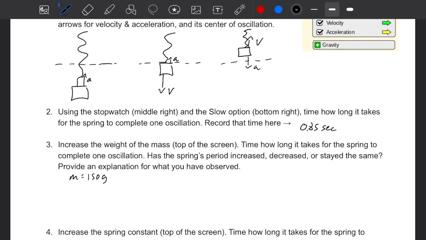Has the spring's period increased, decreased, or stayed the same? Well, increasing the mass, what is that going to do to the period of a spring? The period of a spring is 2π times the square root of m over k. What do we anticipate happening if m gets bigger? Well, the m is in the top of the fraction, but it's being square rooted. So for me, it went up to 1.08. So if I increase the mass, I should get an increase by the square root of that number as a factor. So yes, it did. The period did increase.